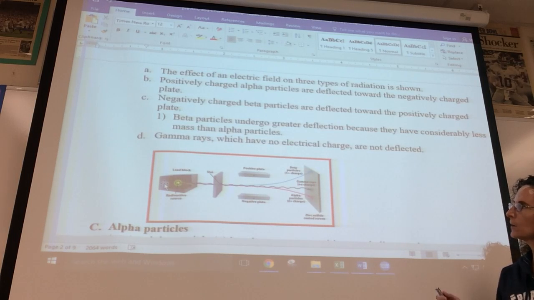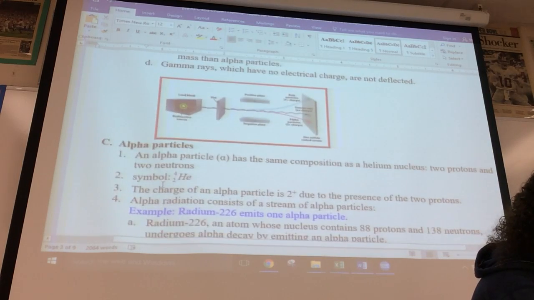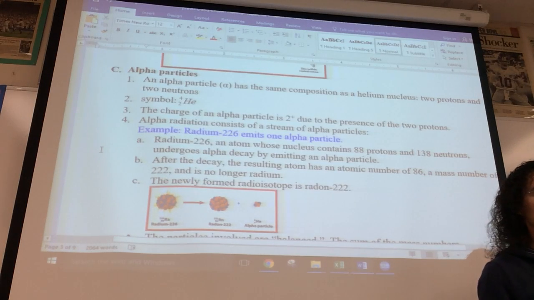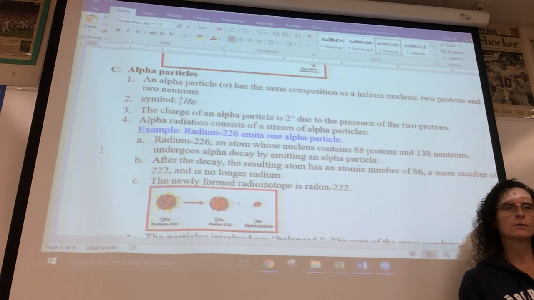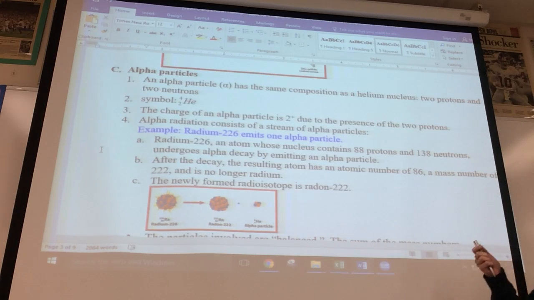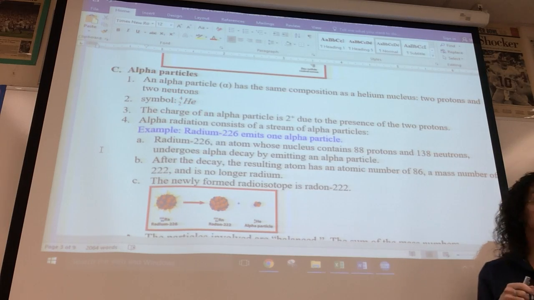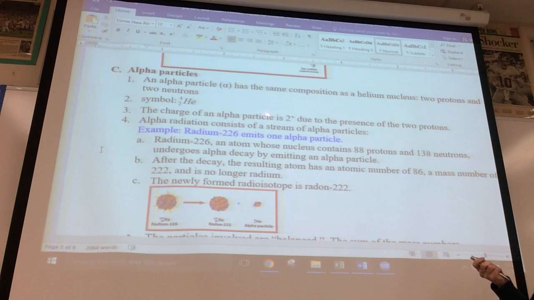And we're going to take a look at the alpha, beta, and gamma particles here as we learn to write balanced nuclear equations. That'll be your main objective for today, to write and balance nuclear equations. It's very, very, very easy. It's simple addition and subtraction. An alpha particle, as we said, has the same composition as a helium nucleus, 2 protons, 2 neutrons. The symbol for an alpha particle that we will use in these balanced nuclear equations is helium. The charge is 2+ due to the 2 protons in the nucleus.